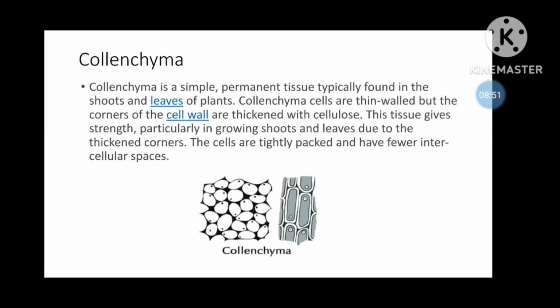Next is your collenchyma. Collenchyma is a simple permanent tissue, typically found in the shoot and leaf of the plant. Collenchyma cells are thin walled, but thick at the corners, which are made up of cellulose. Due to the presence of cellulose and the thick cell wall, it provides mechanical support to the plant. The tissue gives strength, particularly in growing shoots and leaves, due to the thickened corners.